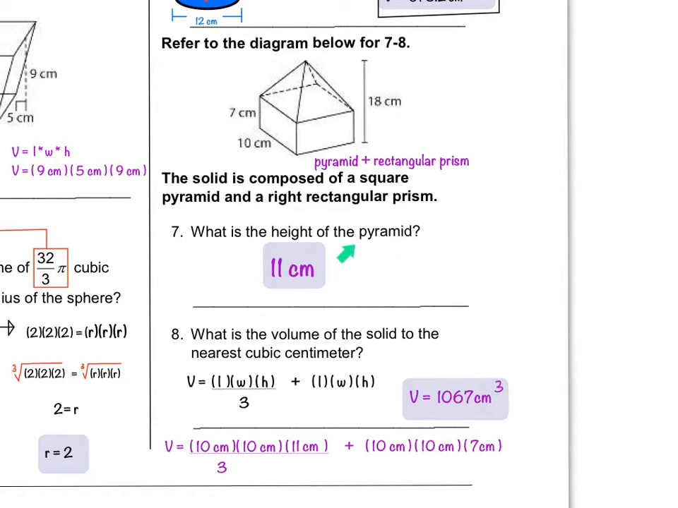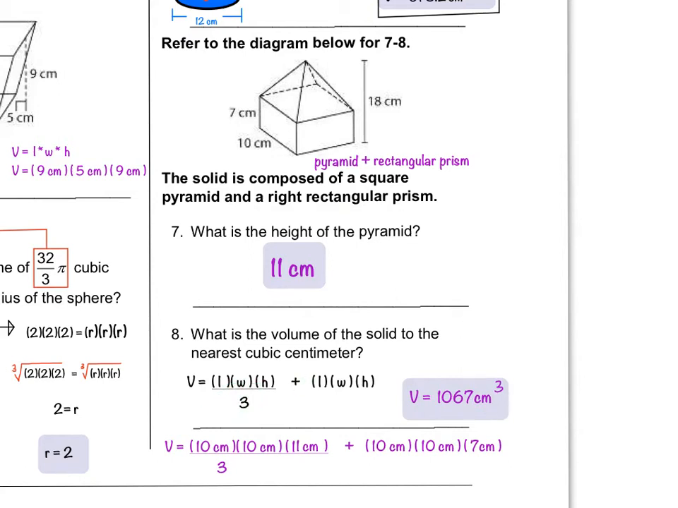I'm going to obviously need that height when I use it in the formula for the pyramid here, where the height is 11 centimeters. I'm also going to need the height of the prism, which is 7 centimeters, and those are not the same. Okay, so now for finding the volume of the solid, I'm going to add my volume for my pyramid, which is length times width times height divided by 3.